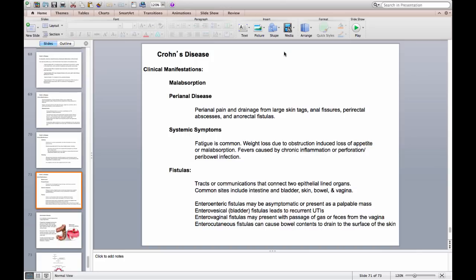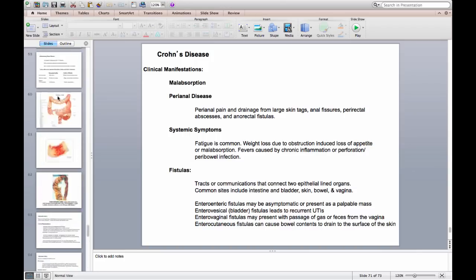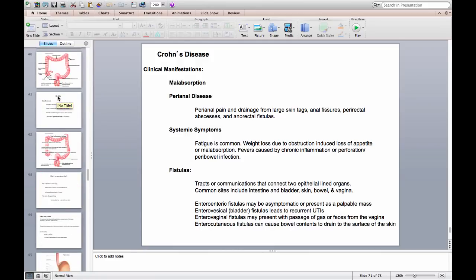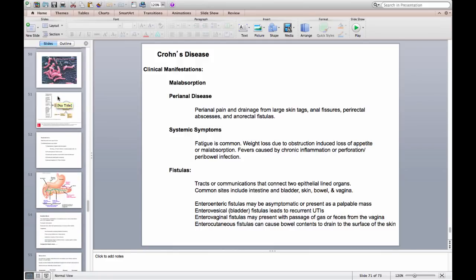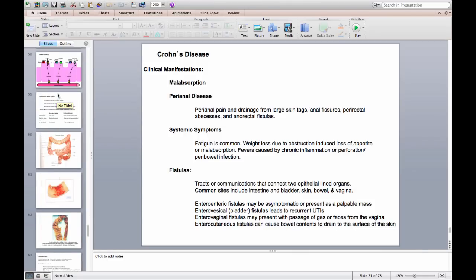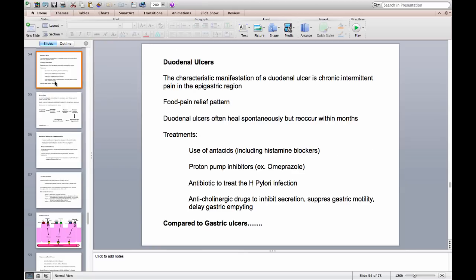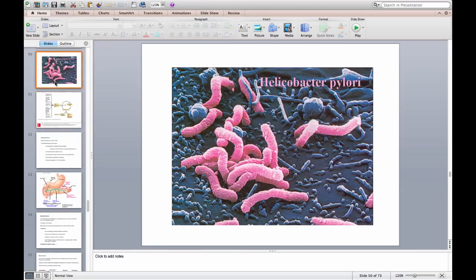Yes, ma'am. Slide 16 from GI, can you just briefly go over the enteric nervous system short versus the long loop? Yes. So the question is slide 16. Oh, yeah, that's a good one. Slide 16, talking about the enteric nervous system, the autonomic nervous system, and this long loop, short loop idea.